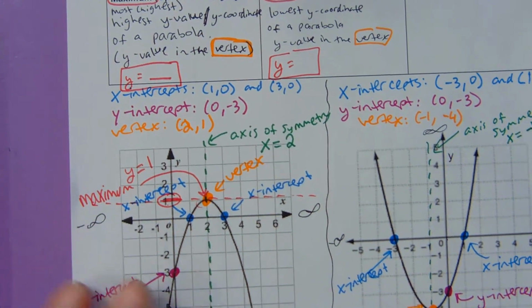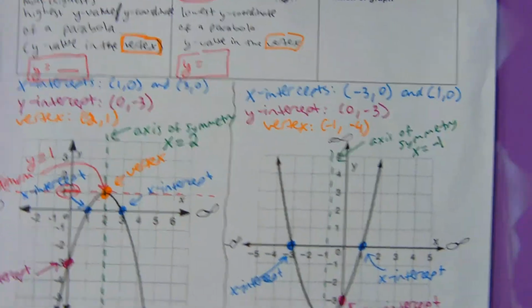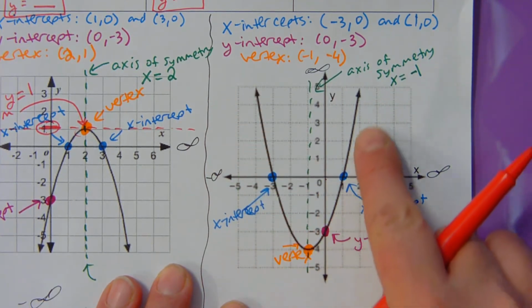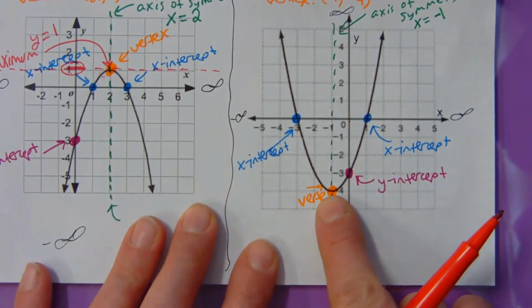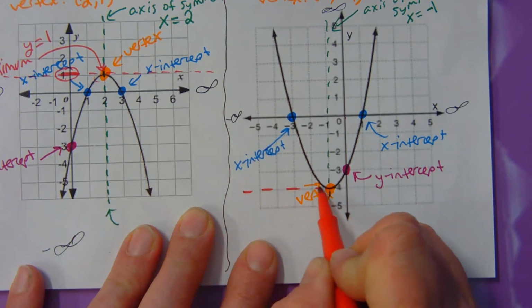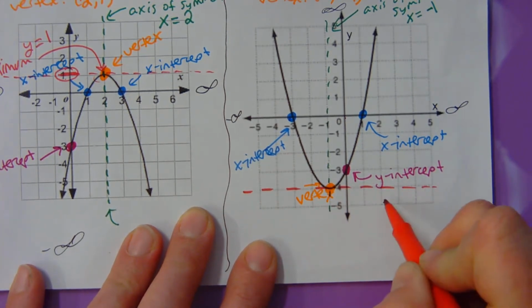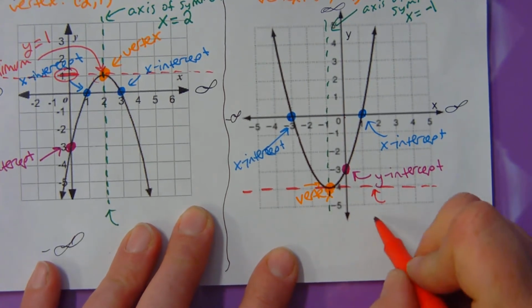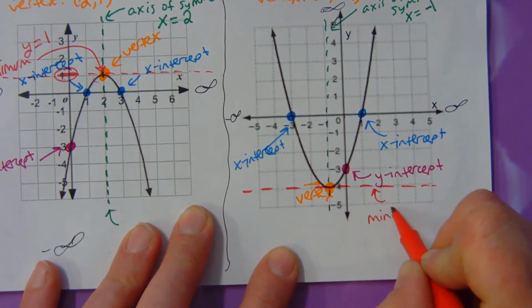And so if I look at this graph here, this is going down and then it goes back up. So the lowest point is right here. So this line, this is the smallest or the lowest. And so this is your minimum.